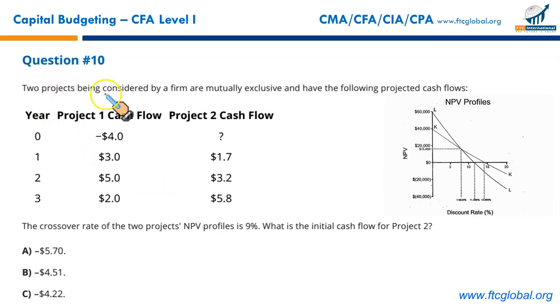The two projects being considered by a firm are mutually exclusive and have the following projected cash flows.